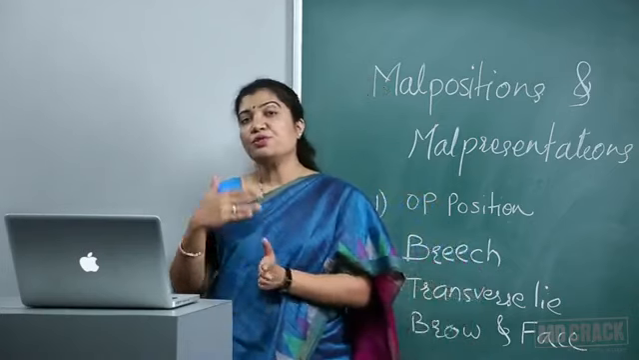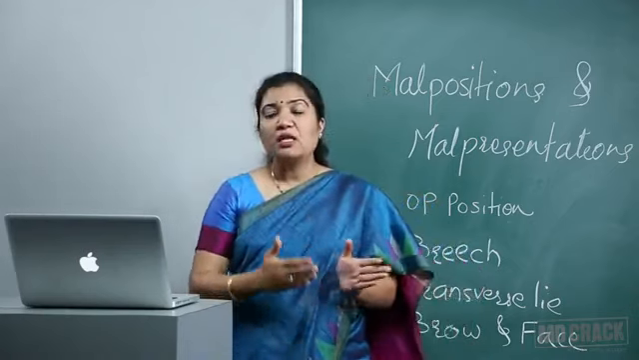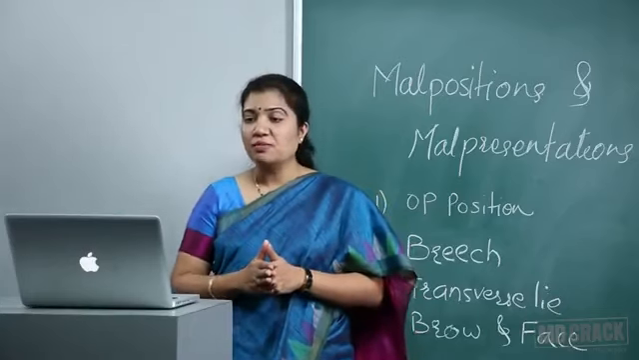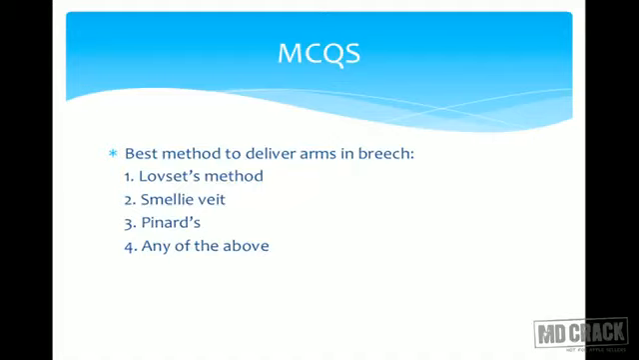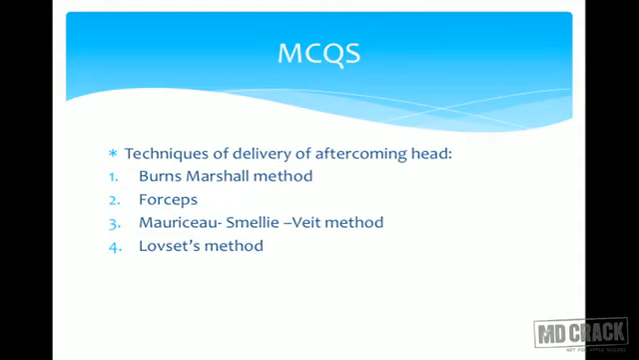So Pinard's is used for extended legs and Lossett's is used for extended arms. So please remember this. P for popliteal fossa is the clue. So answer for this is A, that is Lossett's maneuver.